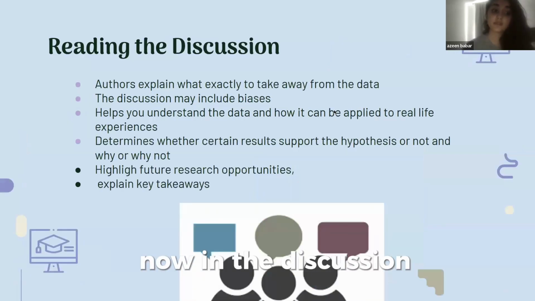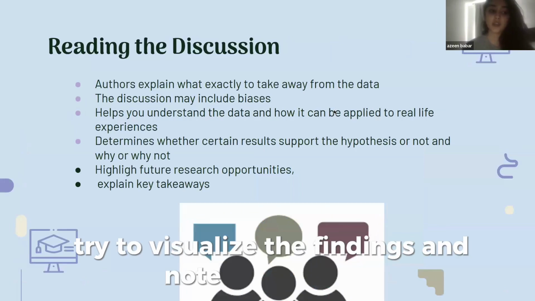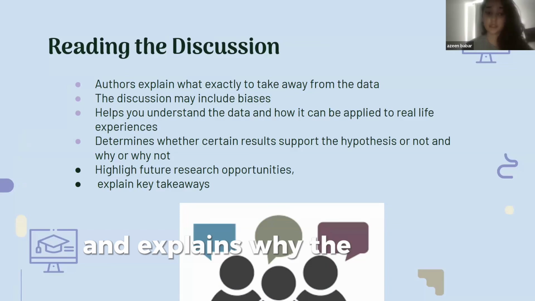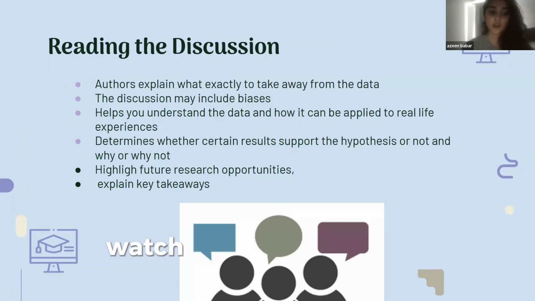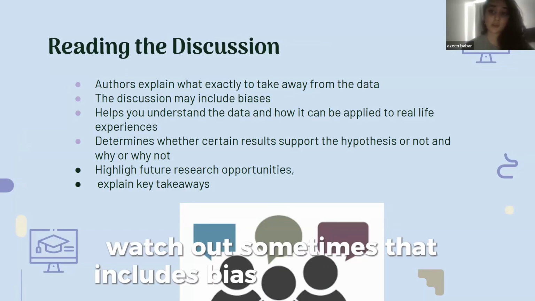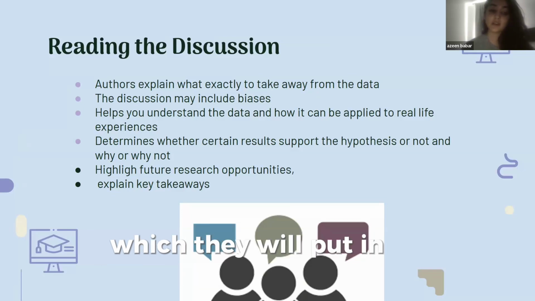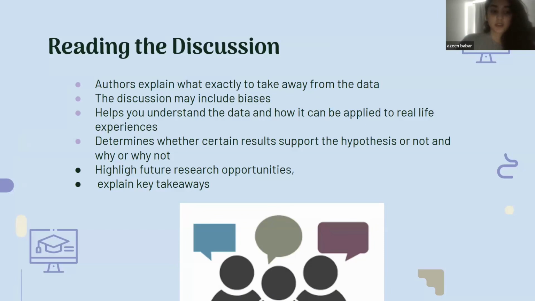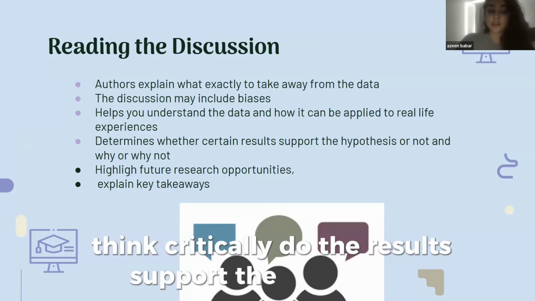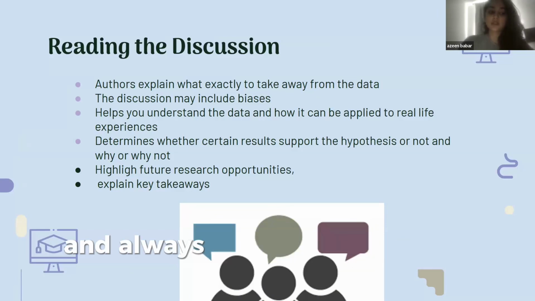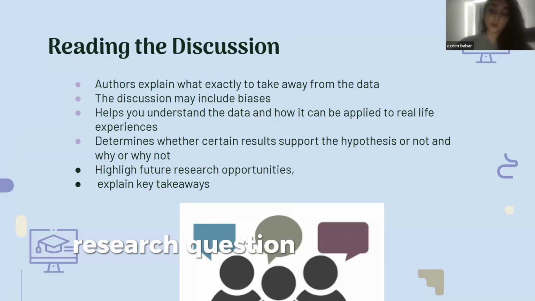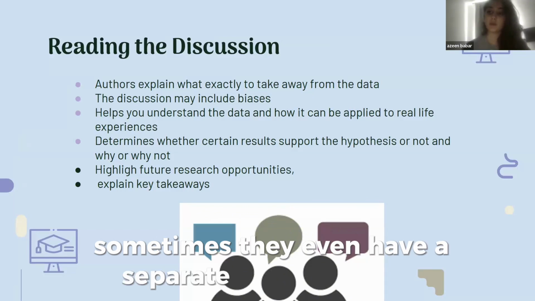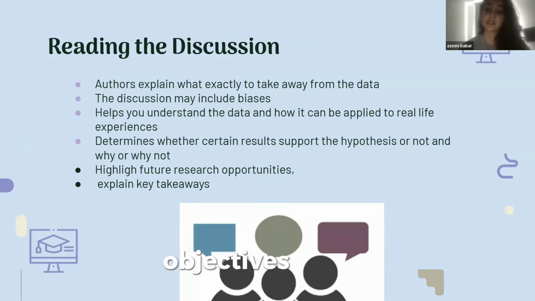Now in the discussion, try to visualize the findings and note any patterns. This is where the author interprets the data and explains why the findings matter. Watch out, sometimes that includes bias or assumptions, which they will put in the disclaimer at the bottom. Think critically. Do the results support the hypothesis? How? Why? And always connect it back to the core research question, which will be in the introduction. Sometimes they even have a separate hypothesis and objectives section.